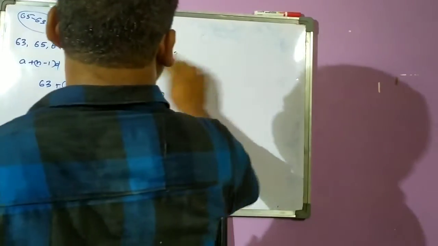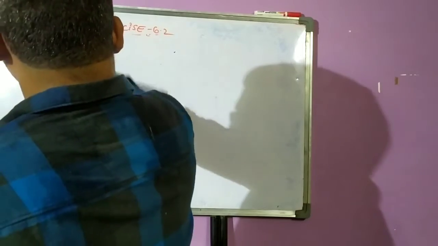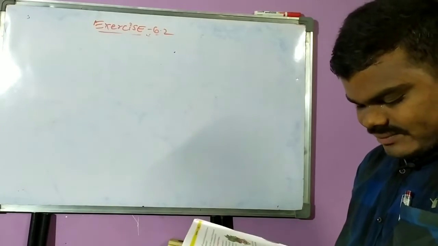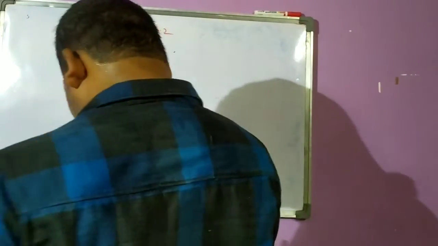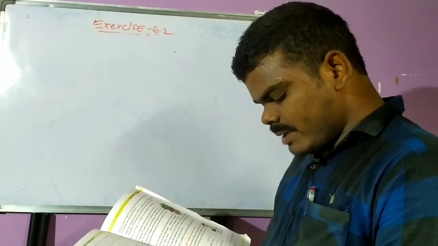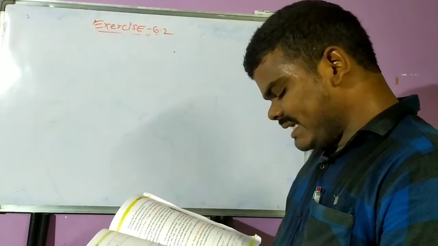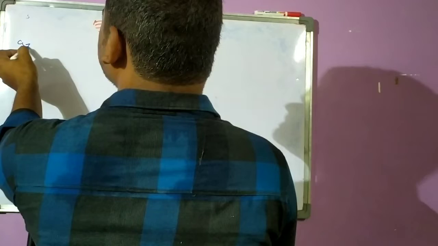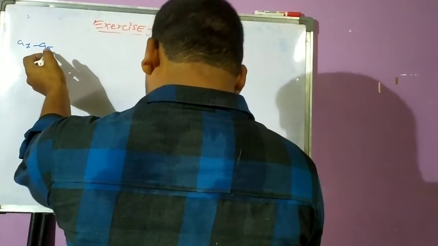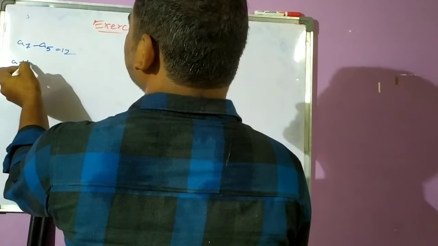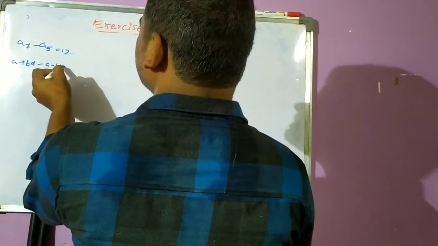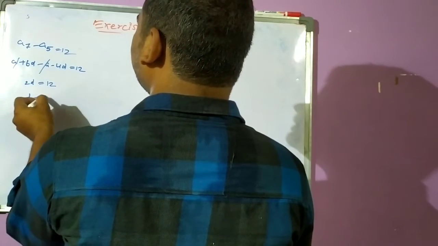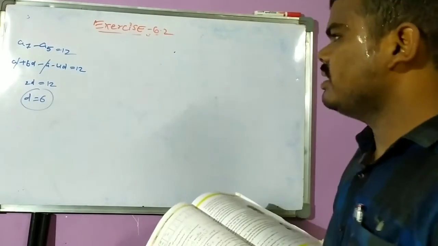Next one. Determine the AP whose third term is 16 and whose seventh term exceeds the fifth term by 12. The seventh term a7 exceeds the fifth term by 12. So (a plus 6d) minus (a plus 4d) is equal to 12. Both a's get cancelled, 2d is equal to 12, so d is equal to 6 here.